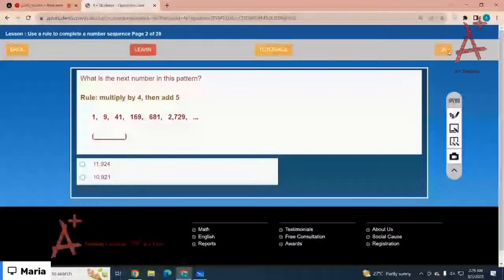That's the one we did in the tutorial, right? You have to multiply 2729 by 4 and then you have to add 5. You can use a calculator. So I remember the answer. That would be 10,921 because we did the same one in the tutorial, right?